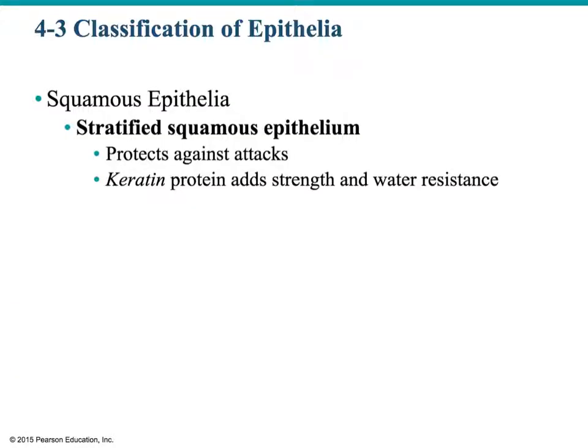So stratified squamous epithelium, its function is to protect against attacks. That sounds weird. Protection, like against foreign invaders, against bacteria and germs, against abrasion. And it adds strength and water resistance. And some stratified squamous epithelium has keratin in it. We'll talk more about that with the integumentary system, but keratin is just a protein that waterproofs your skin. It gives it strength.